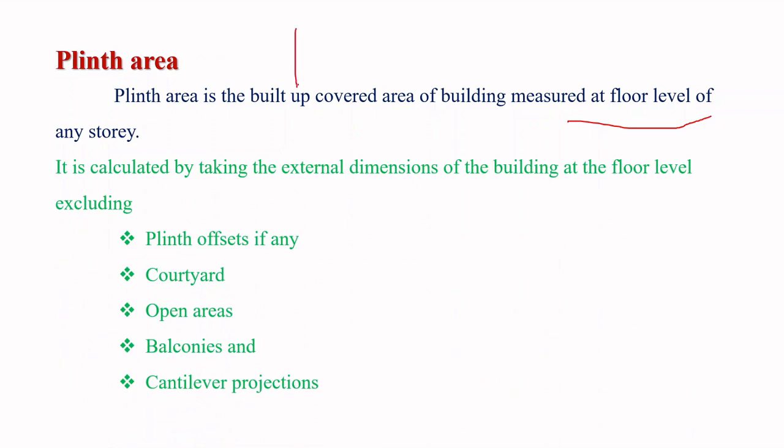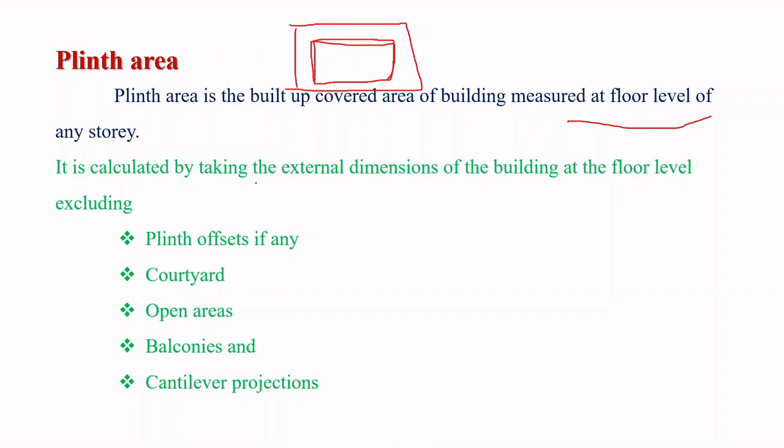So if you have a 60-40 site, what does the plinth area mean? Not this full area, only the built up area where your building is standing. The built up area is called the plinth area. This free space is not considered in the plinth area. Your plot may be 60-40, but what is the built up area which is required? It is called the plinth area.